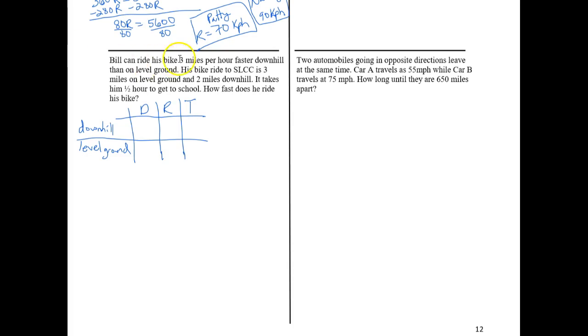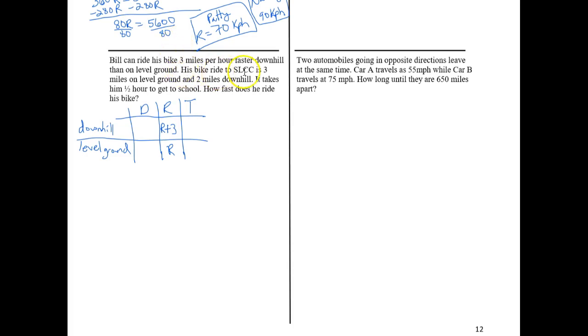So he can ride his bike 3 miles per hour faster downhill than on level ground. So we don't know anything about his speed on level ground. That's going to be our rate, r. And then he can ride 3 miles per hour faster downhill. So whatever his rate is on level ground, plus 3 miles per hour faster. That's going to be his rate for downhill.